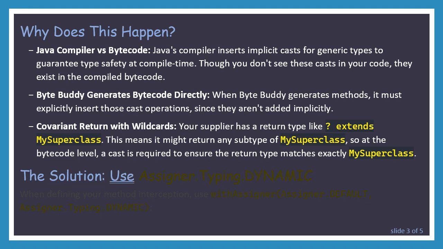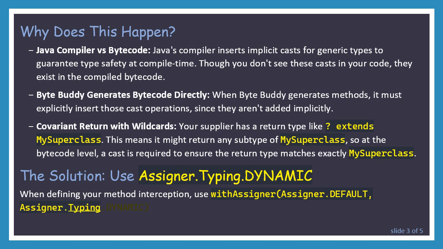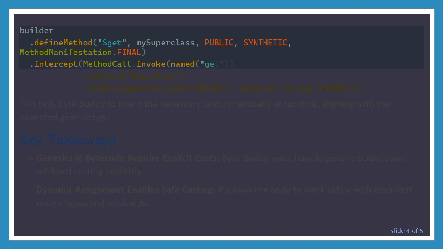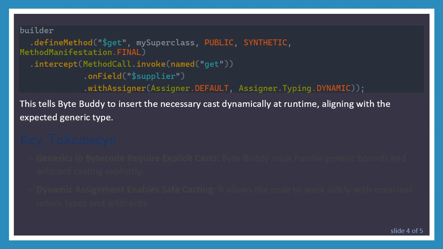The solution: use Assigner.Typing.DYNAMIC. When defining your method interception, use .withAssigner(Assigner.DEFAULT, Assigner.Typing.DYNAMIC). This tells Byte Buddy to insert the necessary cast dynamically at runtime, aligning with the expected generic type.